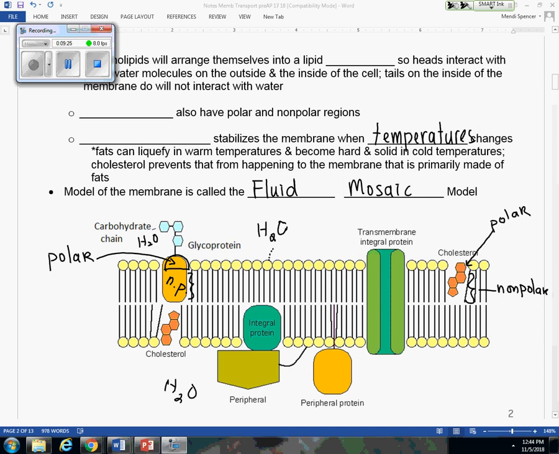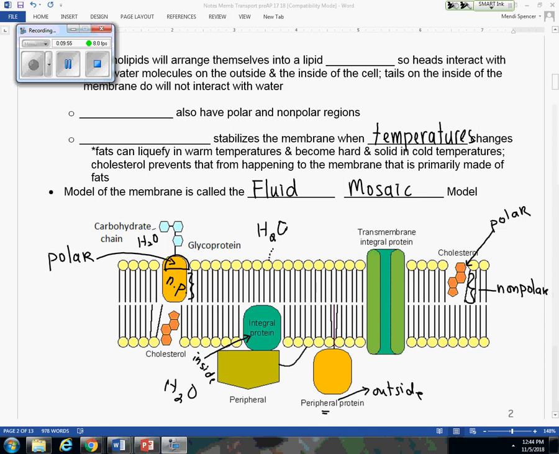Now, some other things that you need to understand is what we can call some of these proteins. If I'm referring to a peripheral protein, like this one right here, peripheral means on the outside. So this is a protein that's not actually inside the membrane. It is on the outside of the membrane. And we have then other proteins here, which are called integral proteins. And integral means inside. So the fact that you have these proteins embedded into the inside of that cell membrane makes them integral proteins.